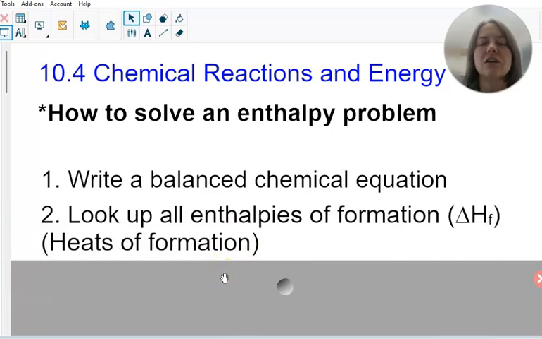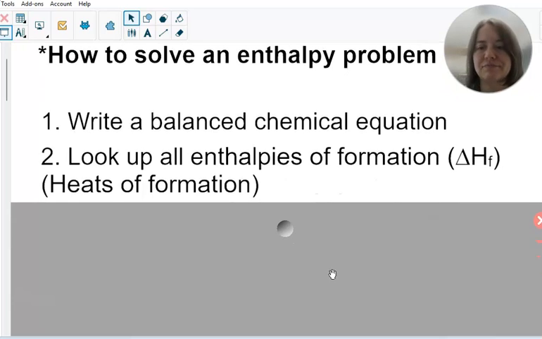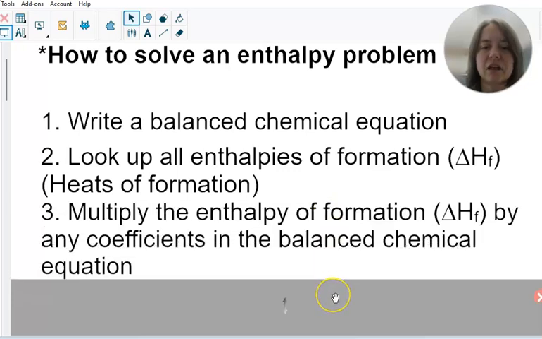Then you need to look up all of the enthalpies of formation. Sometimes you'll see them referred to as heats of formation of all of the compounds and elements in the equation. A pure element, its enthalpy of formation is going to be 0, so it may not be listed, but it's 0. Then you're going to multiply the enthalpy of formation by any coefficients in the balanced chemical equation.